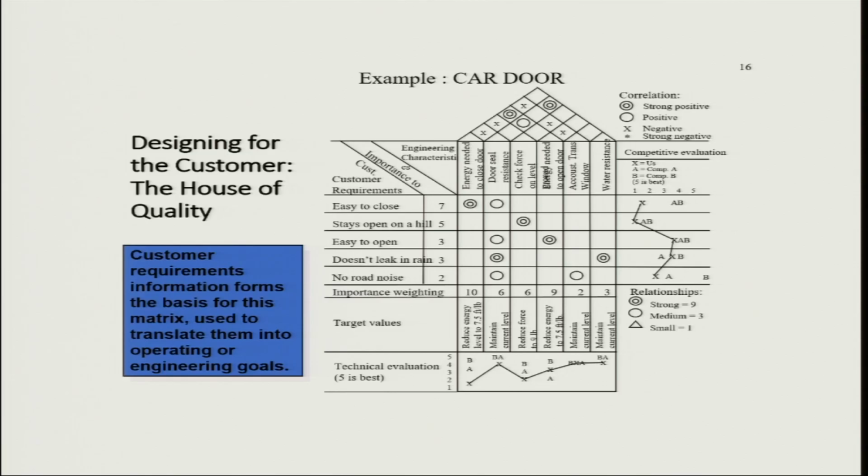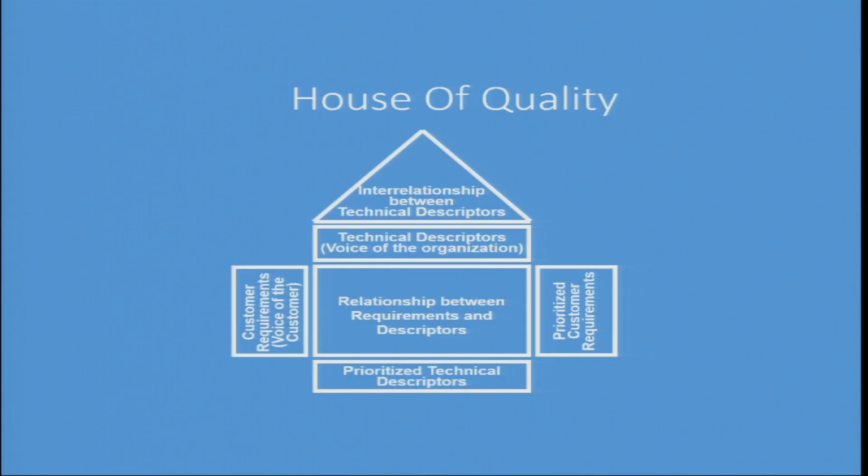This is one example of a car door. Let me first give you the structure of this. This is the structure of the house of quality. The first box which we are going to talk about is customer requirements, or this is called the voice of the customer. From the voice of the customer, we see how this voice of the customer can be met. We talk about technical descriptors, the voice of the organization. What are the facilities, what are the materials, what are the processes available with the manufacturing unit to convert the voice of the customer into useful products and services.